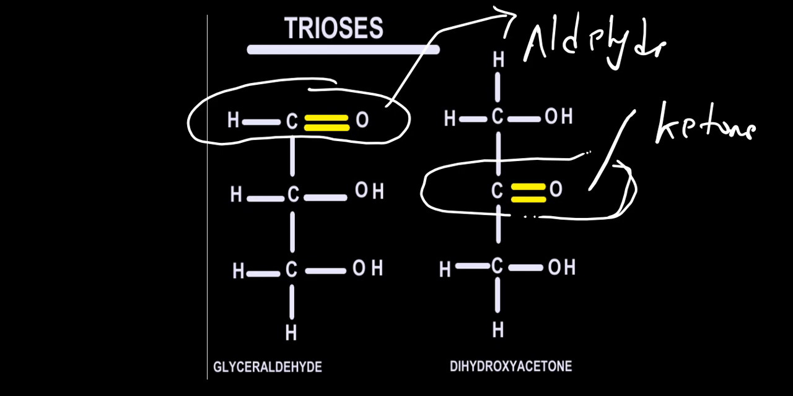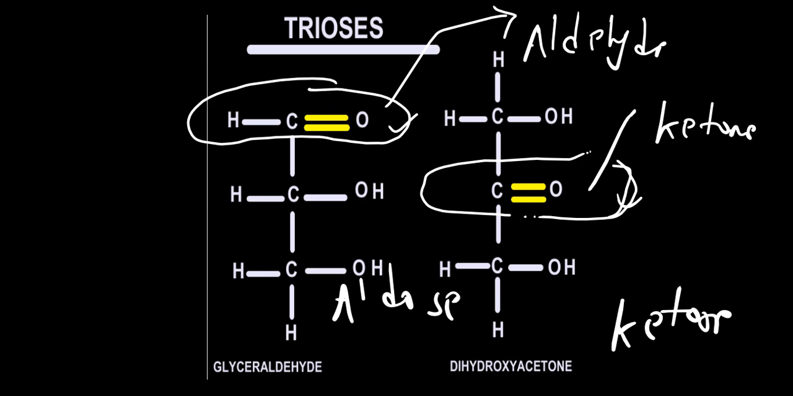So you notice the difference. The carbonyl, this one is at the end. The carbonyl, this one is in the middle of the molecule. Now a sugar with an aldehyde group at the end of the molecule is called an aldose. So like this one, we say it's an aldose because it has an aldehyde group. So this one will be an aldose sugar. Then dihydroxyacetone, because it has a ketone group, is called a ketose. The carbonyl group is away from the end of the molecule, it's inside the molecule. So this one is called a ketose sugar.